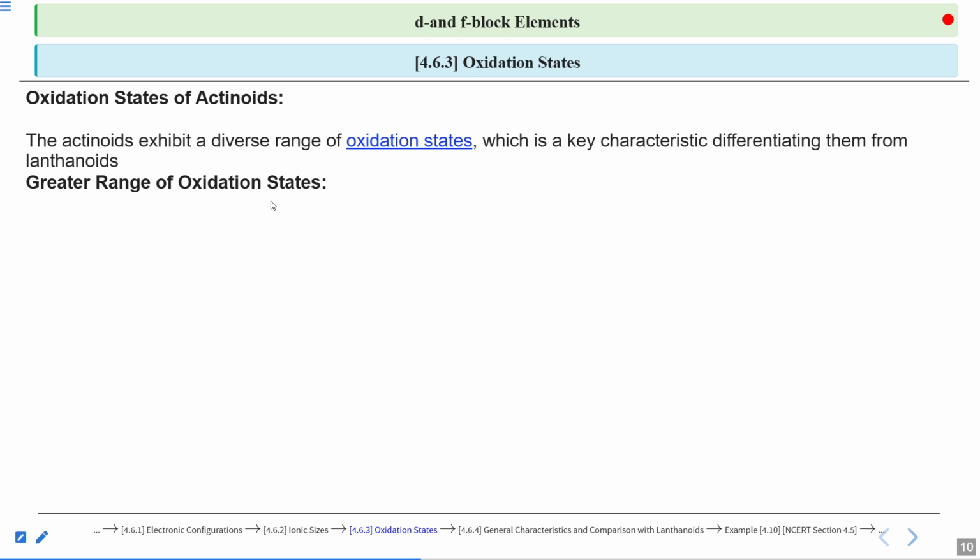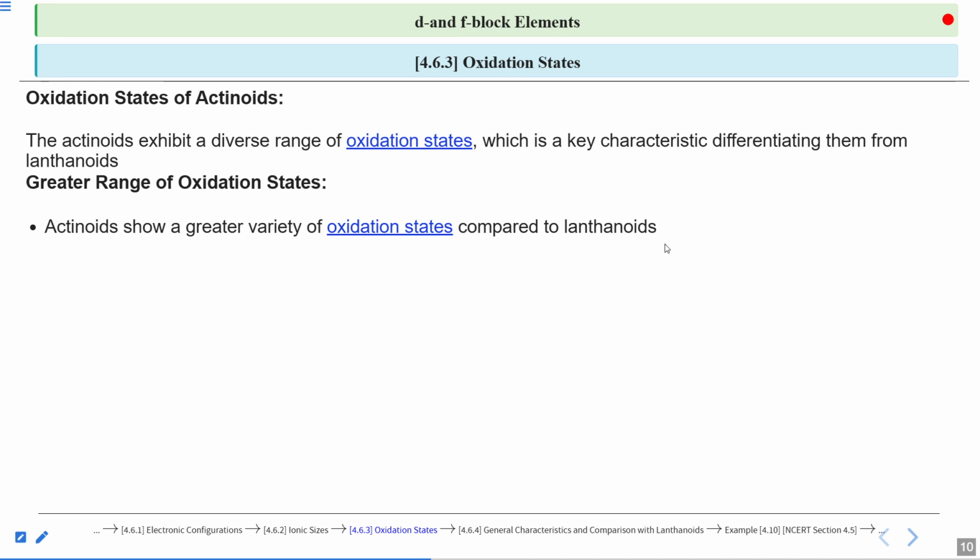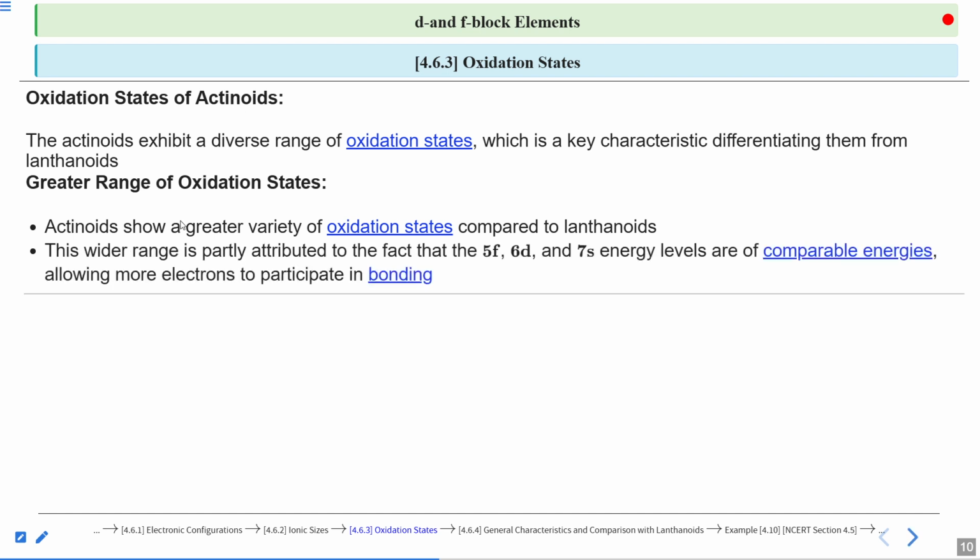Greater range of oxidation states. So actinoids show a greater variety of oxidation states compared to lanthanoids. Okay, so compared to the lanthanoids, actinoids show a variety of oxidation states. This wide range of oxidation states is partly attributed to the fact that the 5f, 6d and 7s energy levels are of comparable energies, allowing more electrons to participate in the bonding.